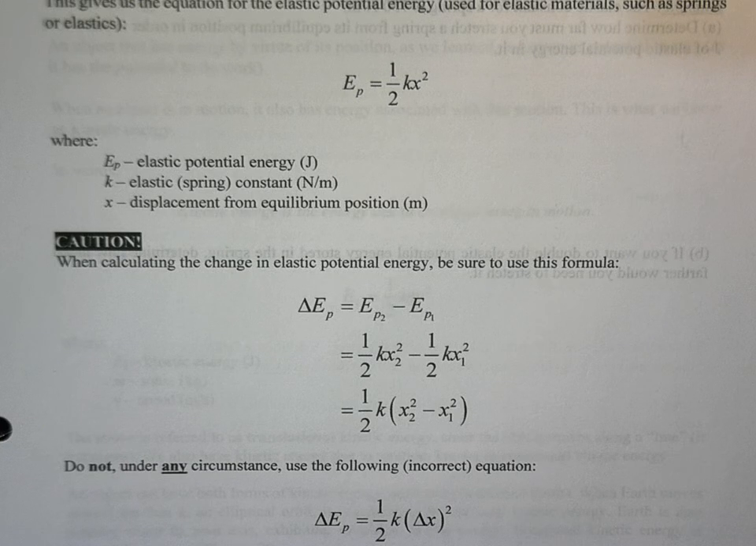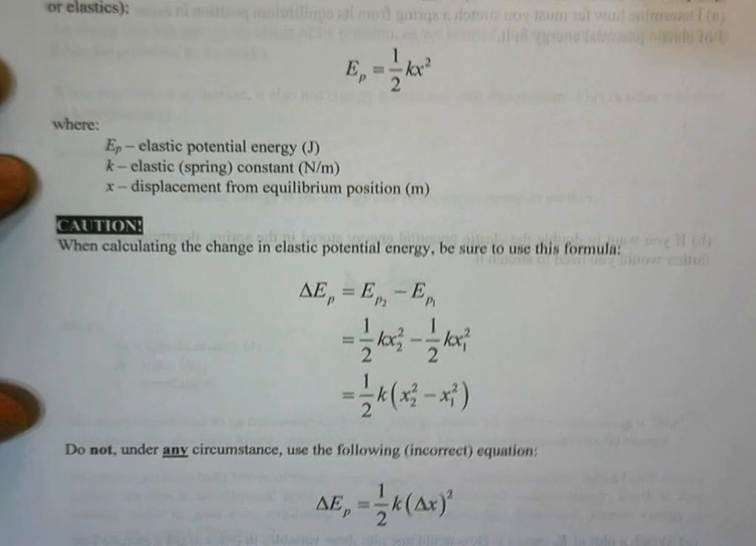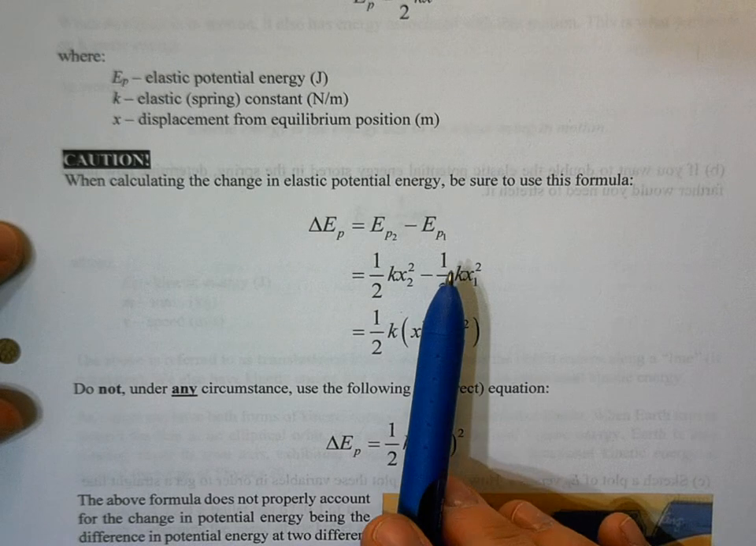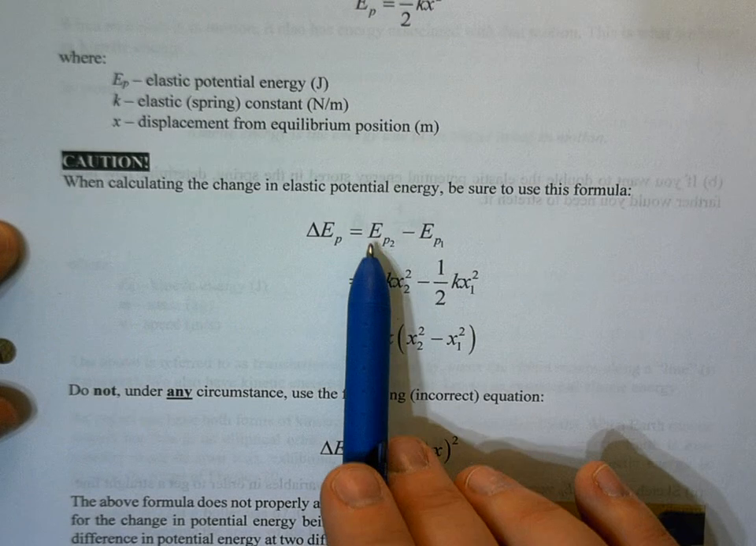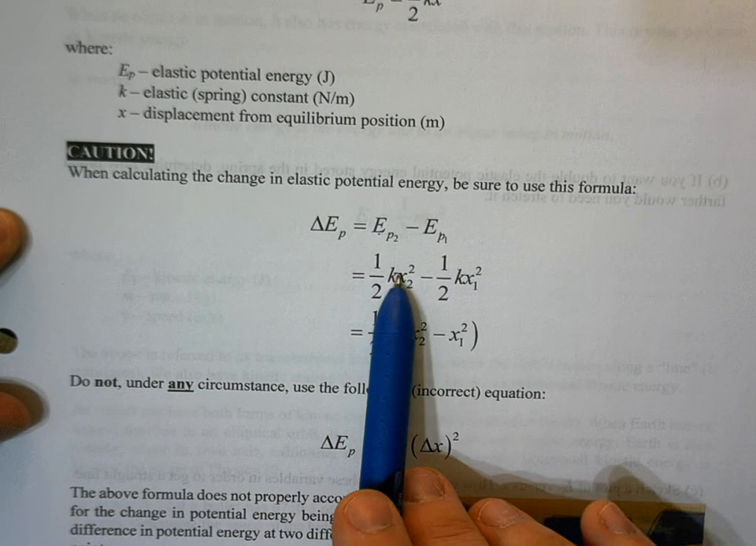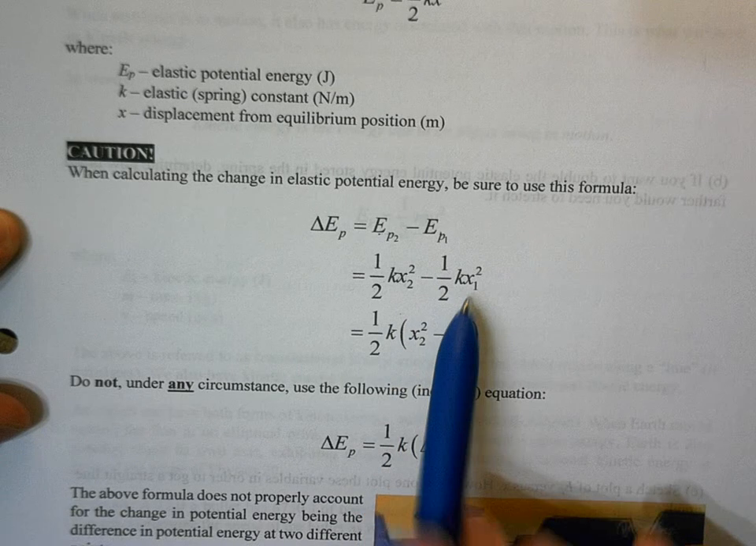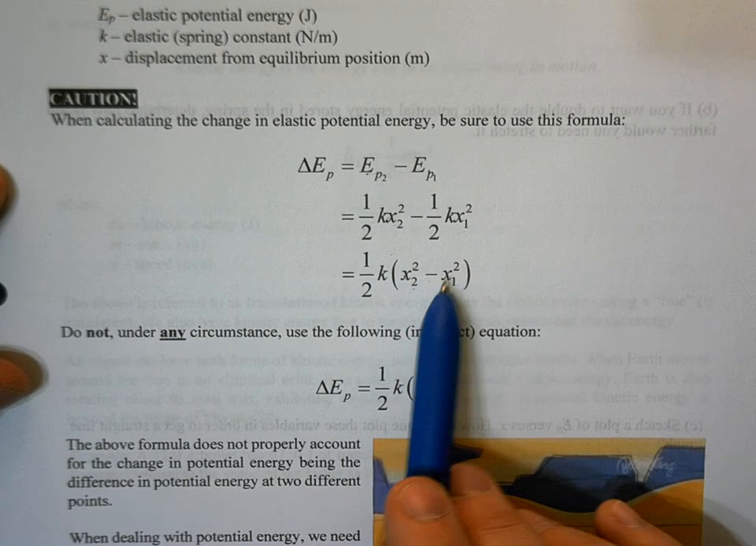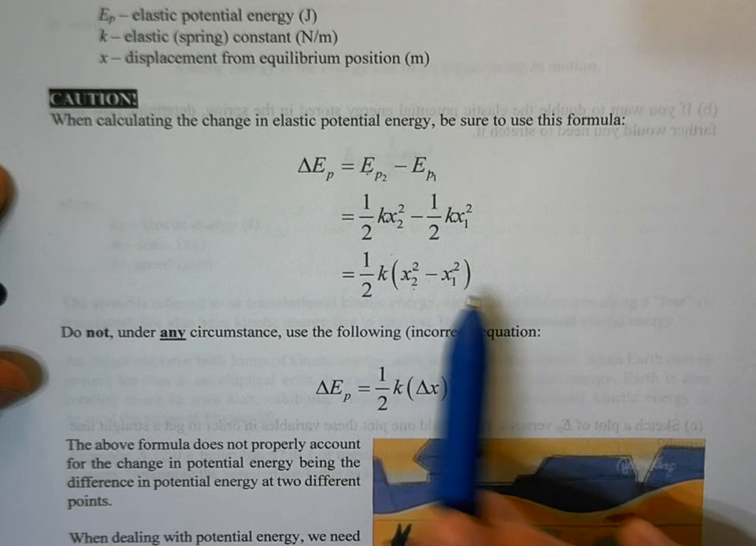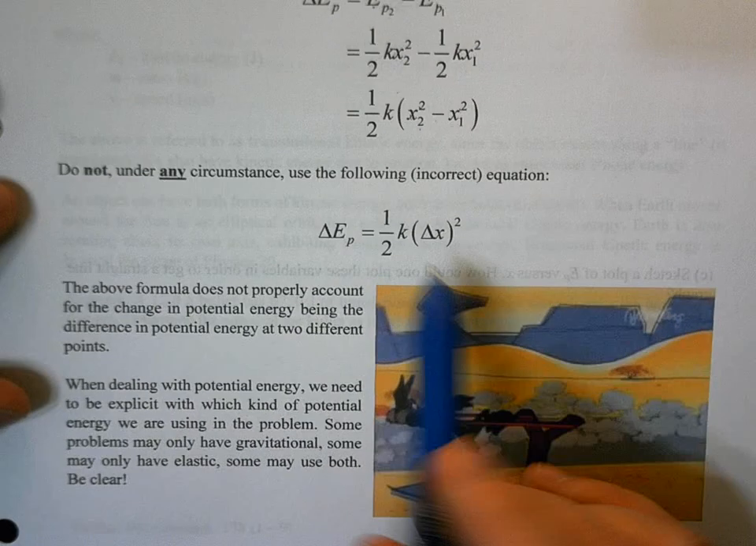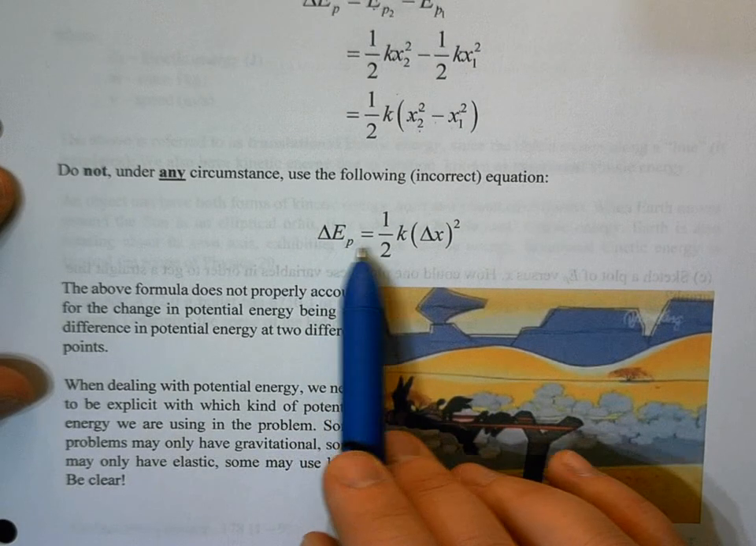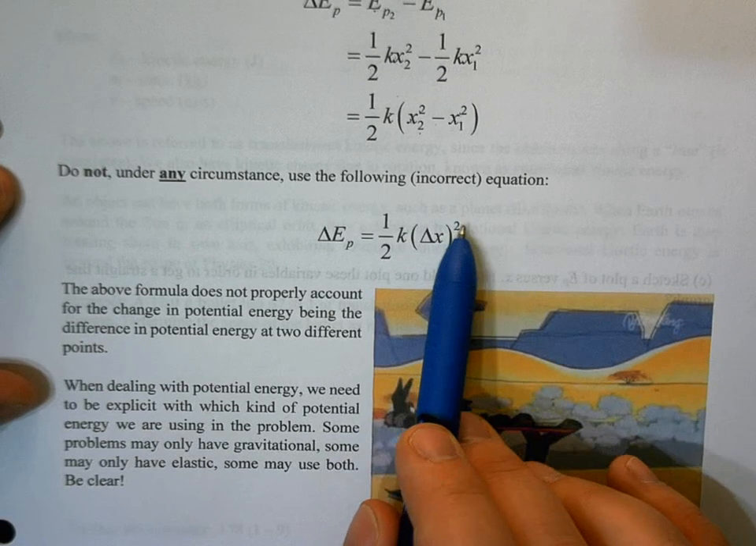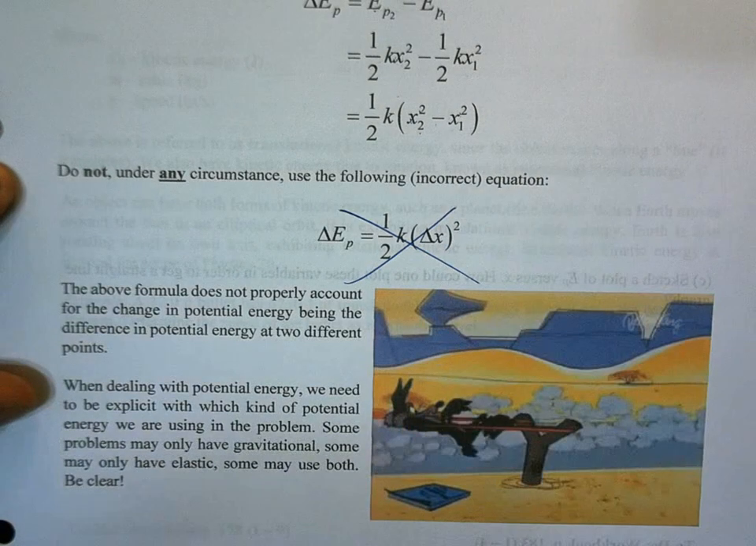The only thing we have to watch out for is if we have to calculate the change in elastic potential energy, you have to be really careful with this squared term. So if I find this change, we have 1/2 kx2 squared minus 1/2 kx1 squared. So you have two distinct terms here. It's very tempting to just say, oh, change in potential energy is 1/2 k, and then the change in x squared. This is not correct.